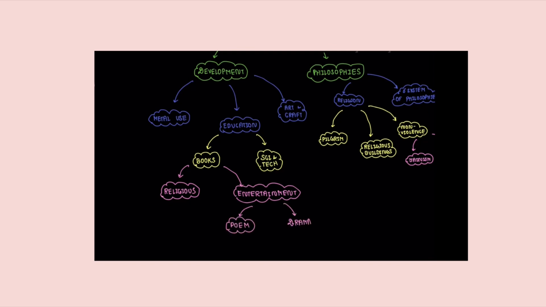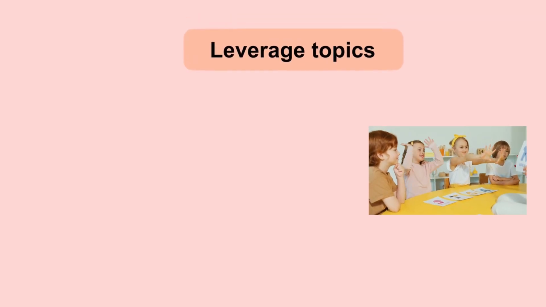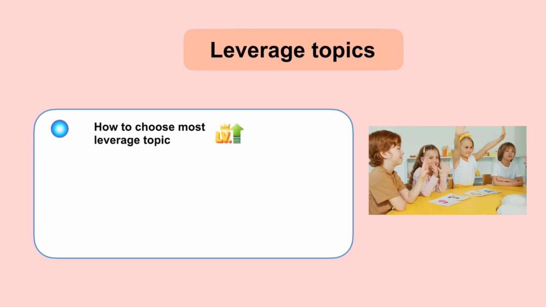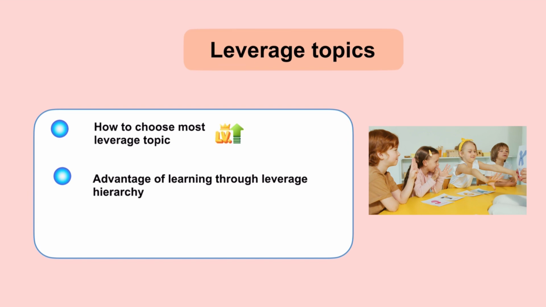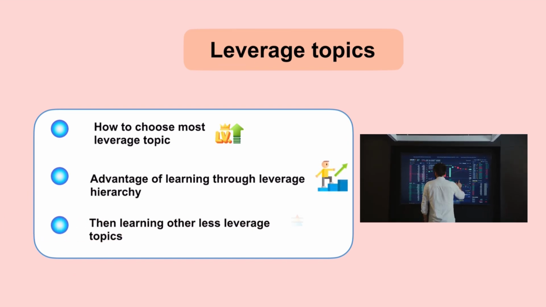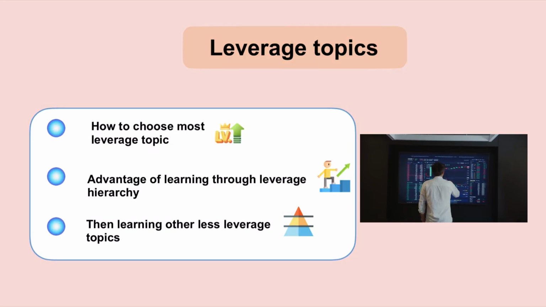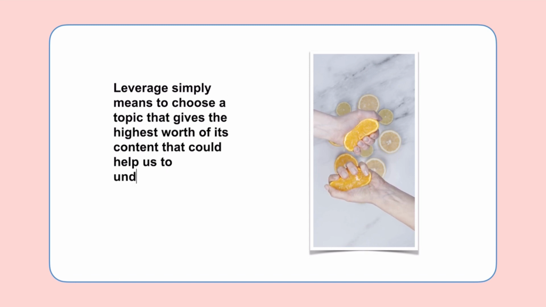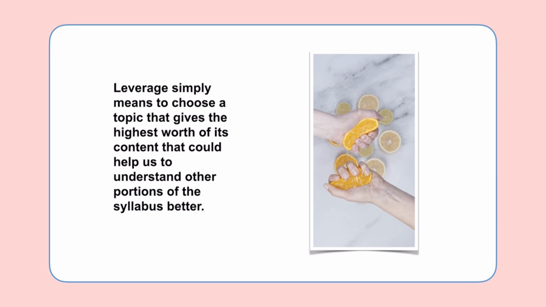Now, the second step that comes after this is to choose a portion of your syllabus that gives the most leverage. Under this, we will get to about how to choose the most leverage topic and advantage of learning through leverage hierarchy, and also learning other less leverage topics. Leverage simply means to choose a topic that gives the highest worth of its content that could help us to understand other portions of the syllabus better.